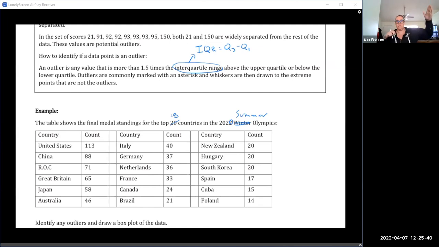We're going from 113 down to 14. So as we look through, a lot of this data is pretty close together, right? From 40 to 14, there's not that much spread, but that 113 could be a potential outlier that we're going to have to check.